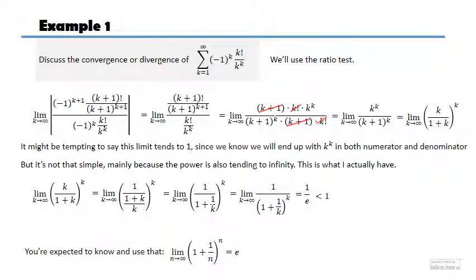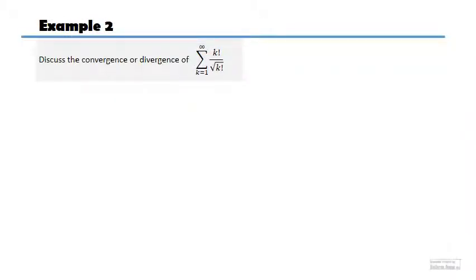And that's smaller than 1. So by the ratio test, the series converges absolutely. Great. See how the ratio test itself is not that hard. The thing is that I wanted to introduce this use of e here. Let's do perhaps an easier example. This one here, again with factorials. So we'll use the ratio test again.